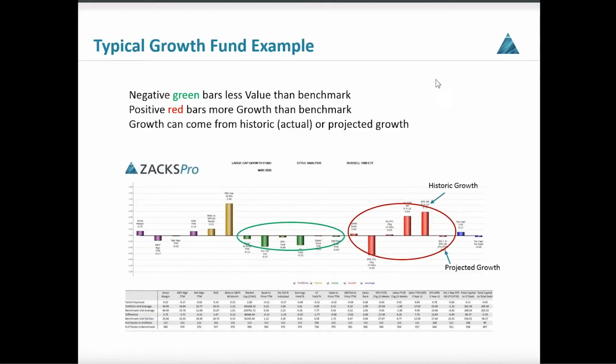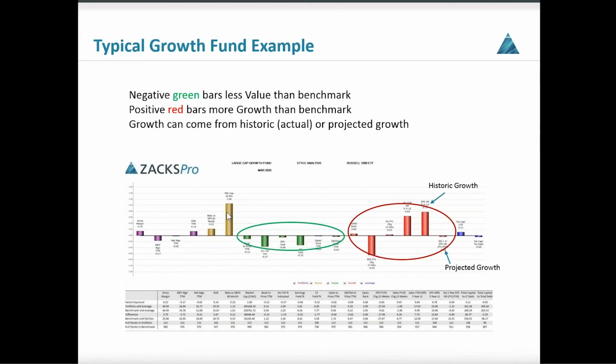You can look at a typical growth fund where you have the negative value, the positive growth, and again here you can say which kind of growth. This particular manager really likes to look at historic growth, the 5-year growth rate on sales, the 5-year growth rate on earnings, and this is how this manager is choosing stocks. This is this manager's investment process, measuring historic growth and choosing stocks that have more historic growth than the benchmark. We have a factor here for projected growth, and the manager is benchmark neutral on that. The manager is also going for larger stocks.